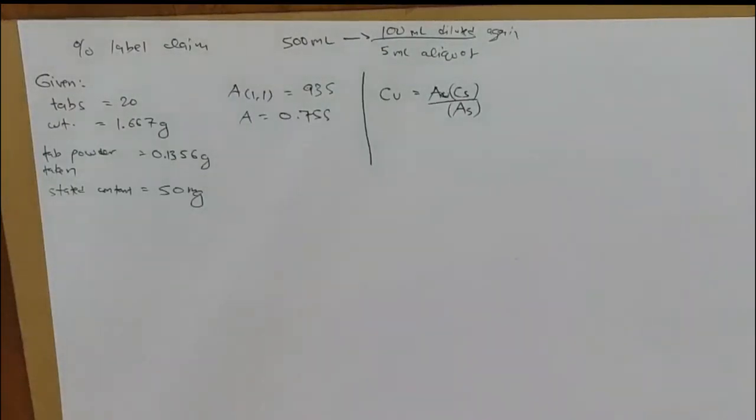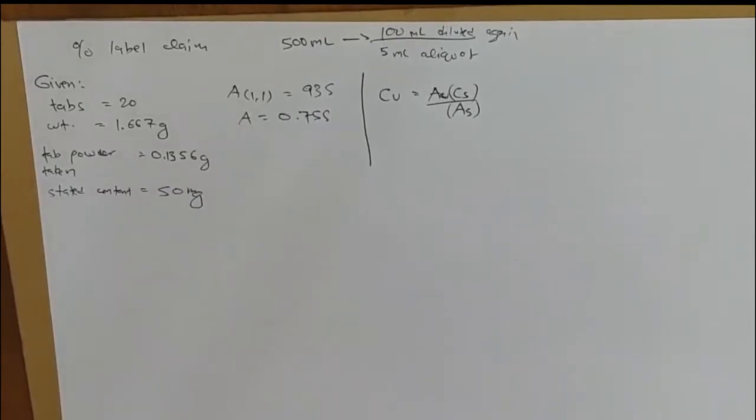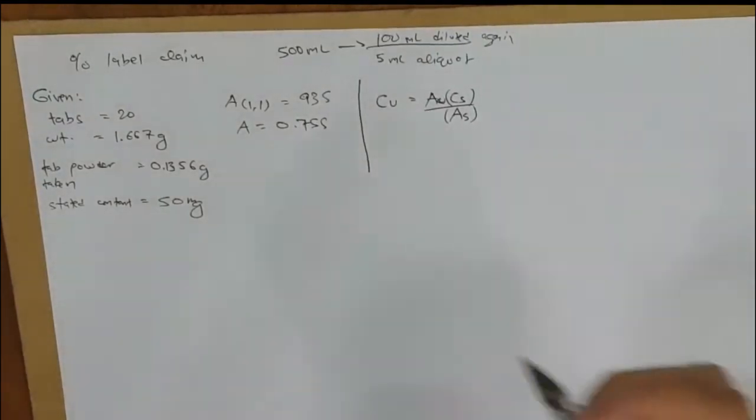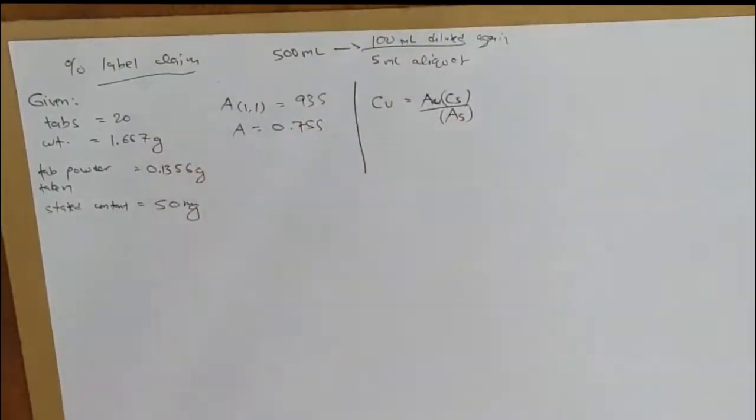So here we have our last example for UV vis. Here you can really see the application of the formula we discussed before. So basically what we do in our laboratory is we get a couple of tablets, we get the total weight, we get a portion of those tablets, and then we get its absorbance through the UV vis spectrometry, and we solve for percent label claim.